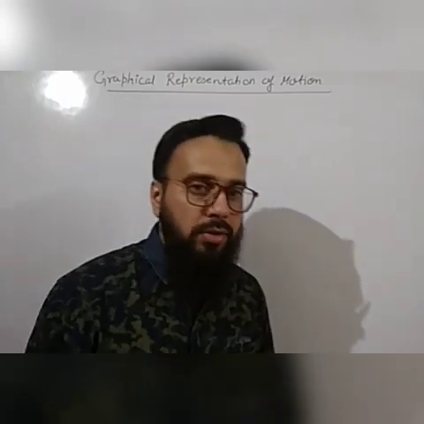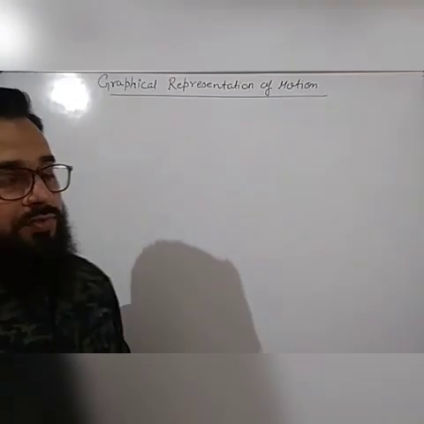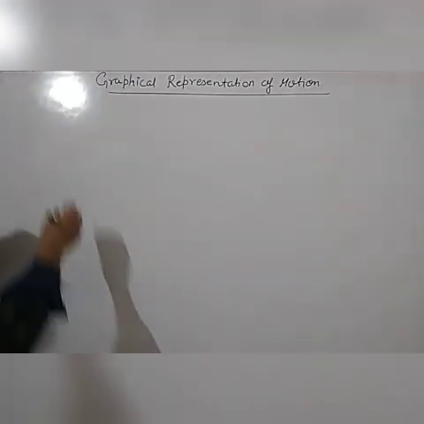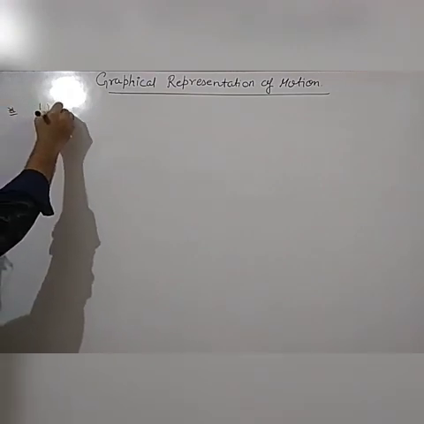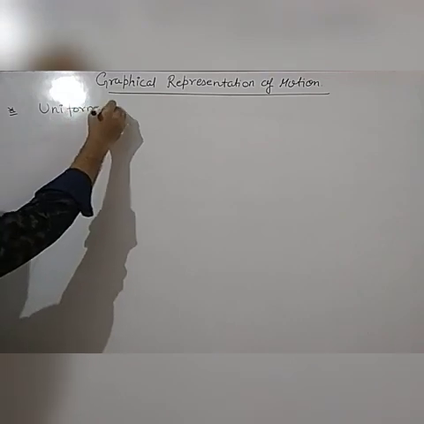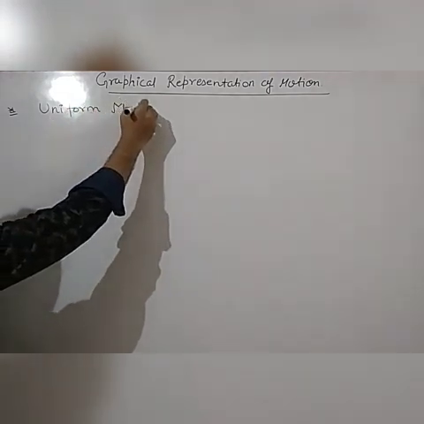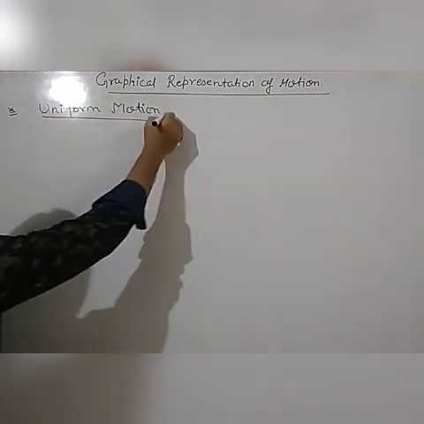Now we are going to continue the graphical representation of motion, and we are going to start with the graph of uniform motion.